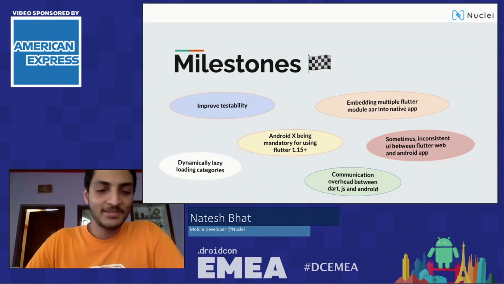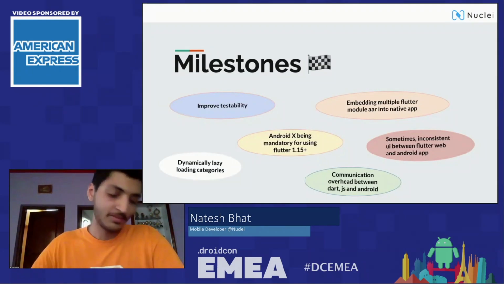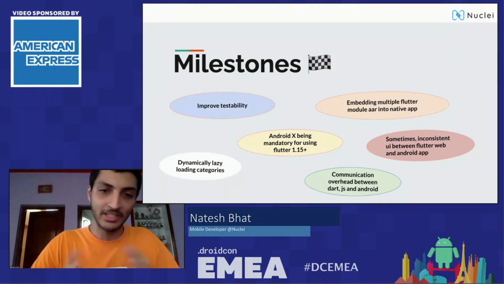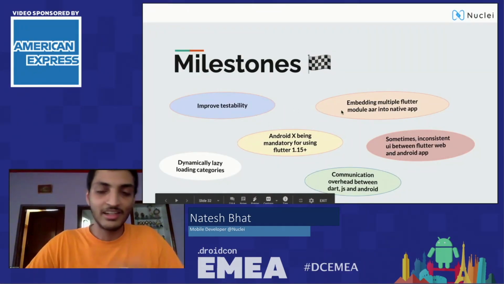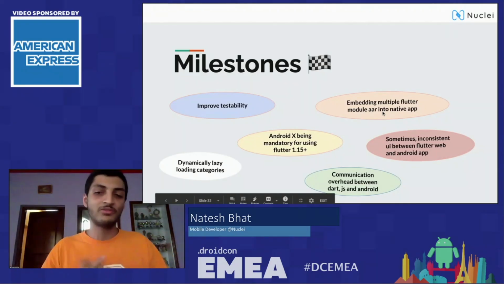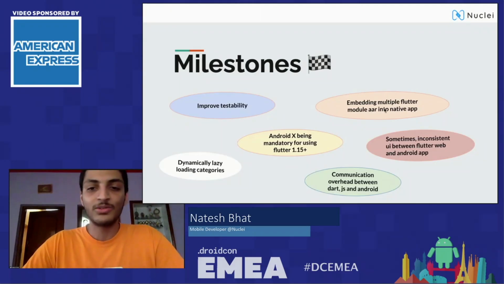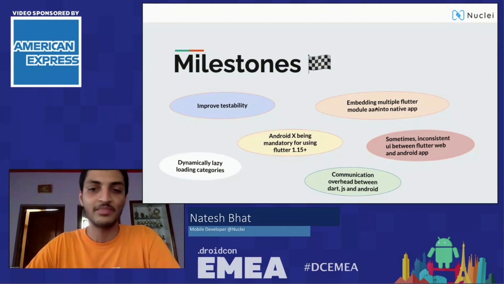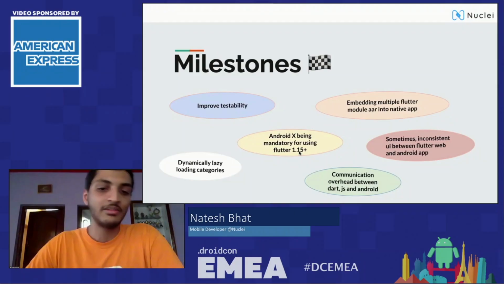And also, as we saw with all these solutions, we're still exploring certain aspects, and there are still certain milestones that we are working on, that we will definitely be solving. Some of them are improving testability, as you have a number of builds now: web, Android, iOS. You need to improve on the testing aspect. Also, embedding multiple Flutter modules, as Ashank specified, has limited support. Also, Flutter newer versions support only AndroidX, not the legacy versions.